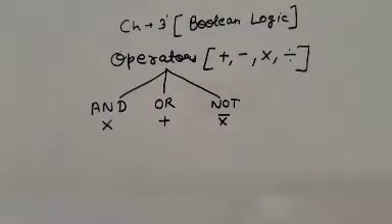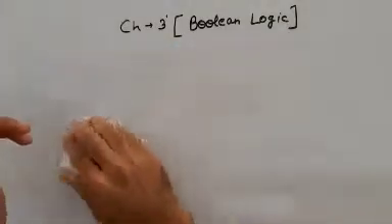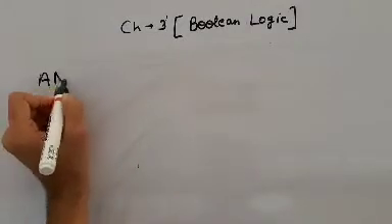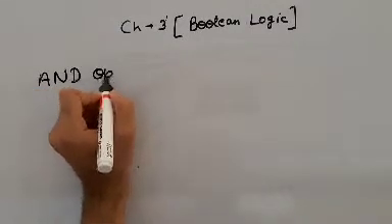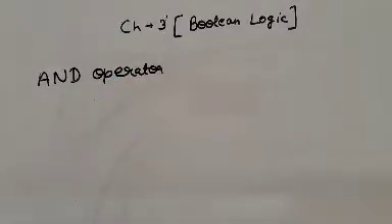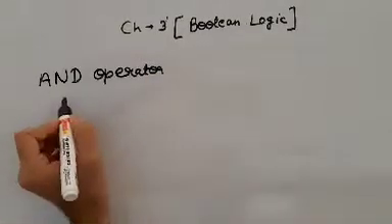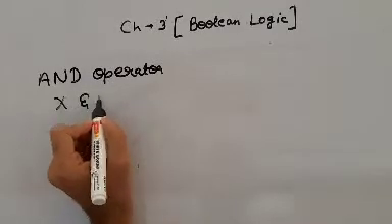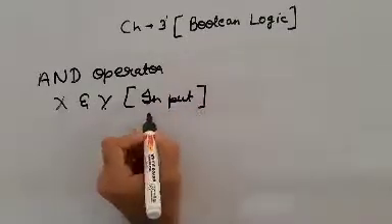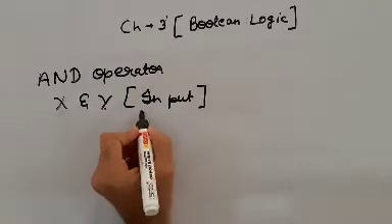Now let us take the AND operator first. First is our AND operator. If you want to see what the AND operator means, you just have to take two input terminals. I will take X and Y as our input terminals, because I need two inputs to perform any kind of function.